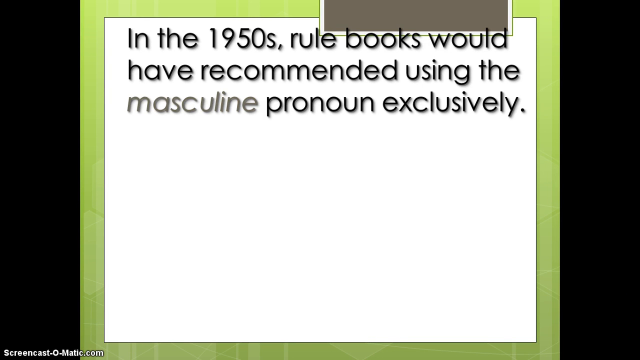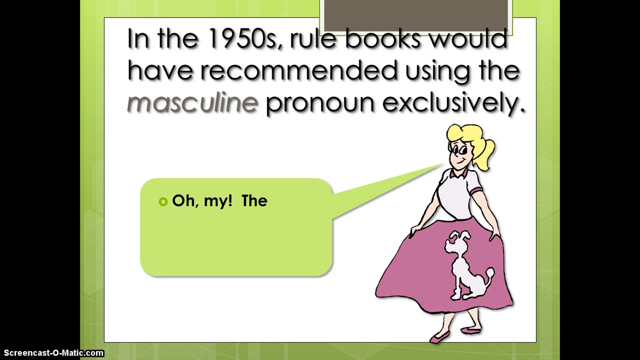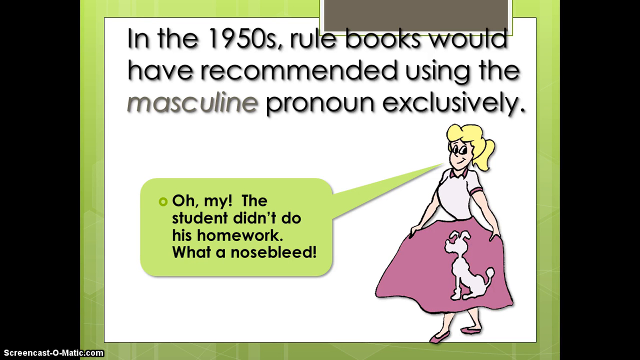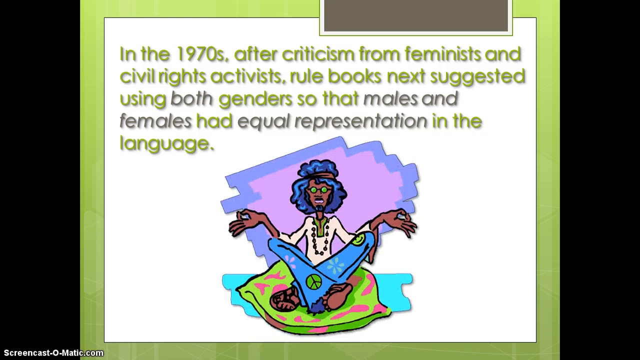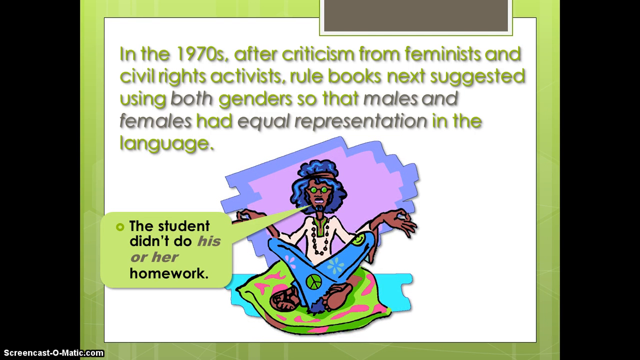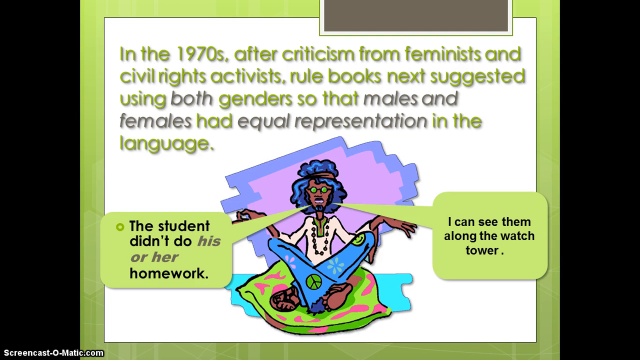In the 1950s, rule books would recommend using the masculine pronoun exclusively. For example, back then we would say things such as, "Oh my, the student didn't do his homework. What a nosebleed!" Right? But about the 1970s, criticism from feminists and civil rights activists led rulebooks to suggest using both genders so that males and females had equal representation. So that sounded like this: the student didn't do his or her homework. Right? So using his or her, now we have that singular pronoun.